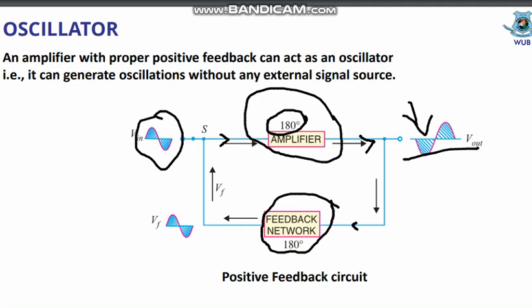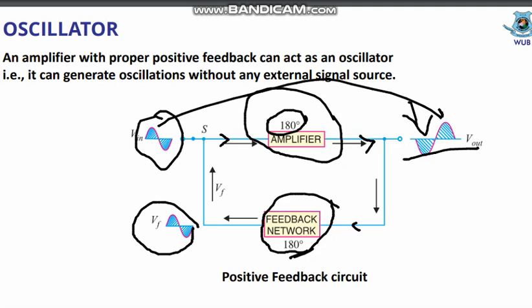After going through the feedback network, which is a 180 degree phase shifter, we again get the same feedback voltage. But after going through the amplifier, you can see that the amplitude increases, but it is flipped because the 180 degree phase shifters are included here. It can generate oscillations without any external signal source. That is the characteristic of this kind of oscillator.